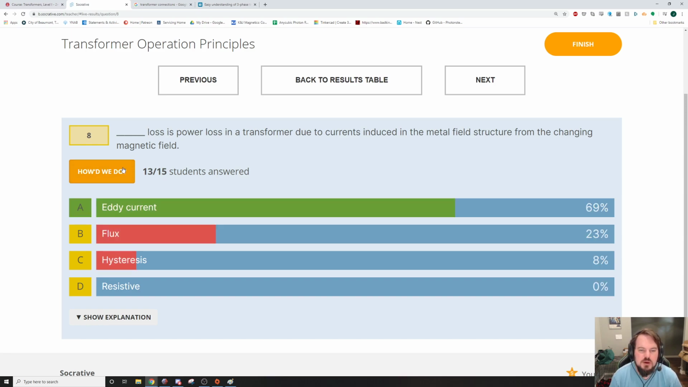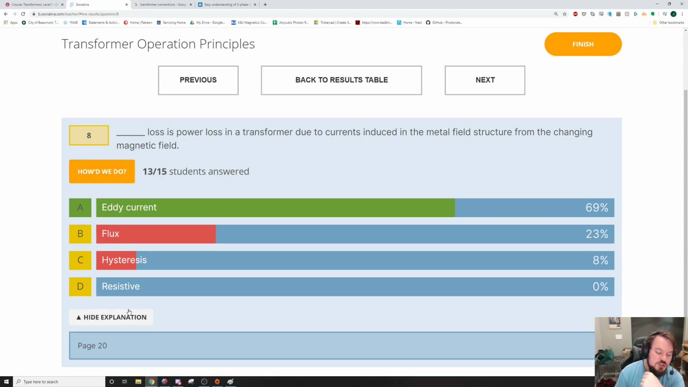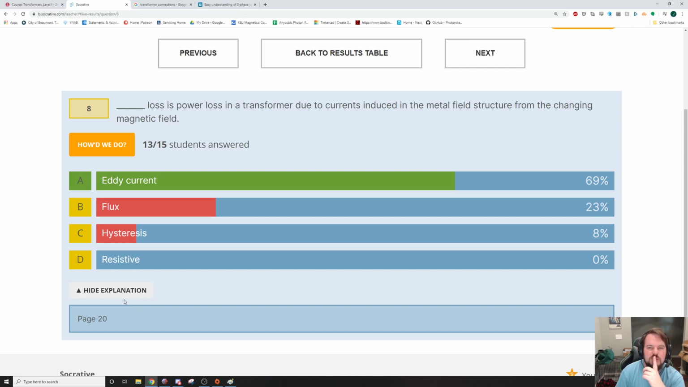Eddy current loss is power loss in a transformer due to currents induced in the metal field structure from the changing magnetic field. That's kind of hard for me to explain. This is the definition of eddy current loss. It's on page 20 of your Transformers book.